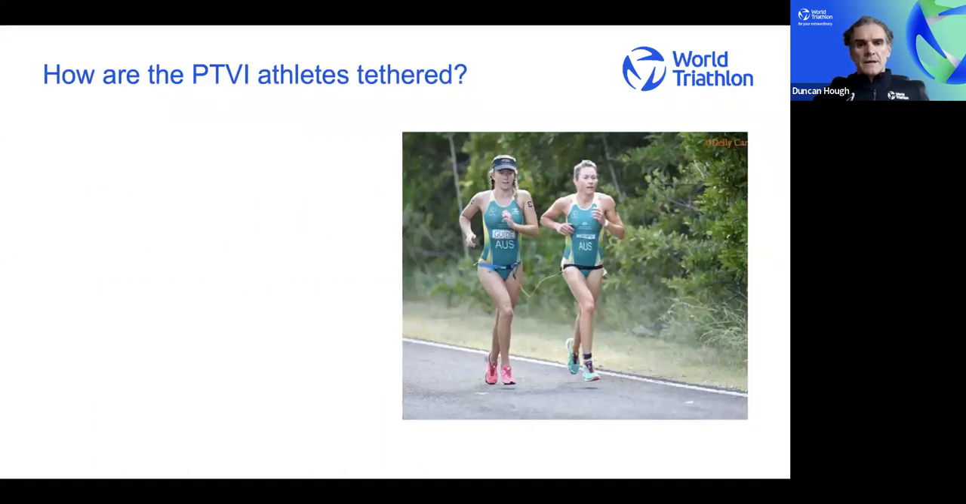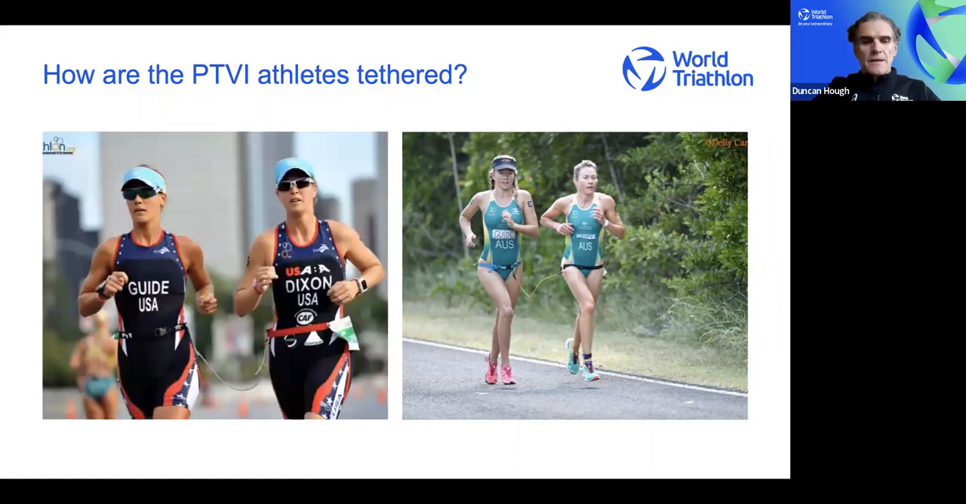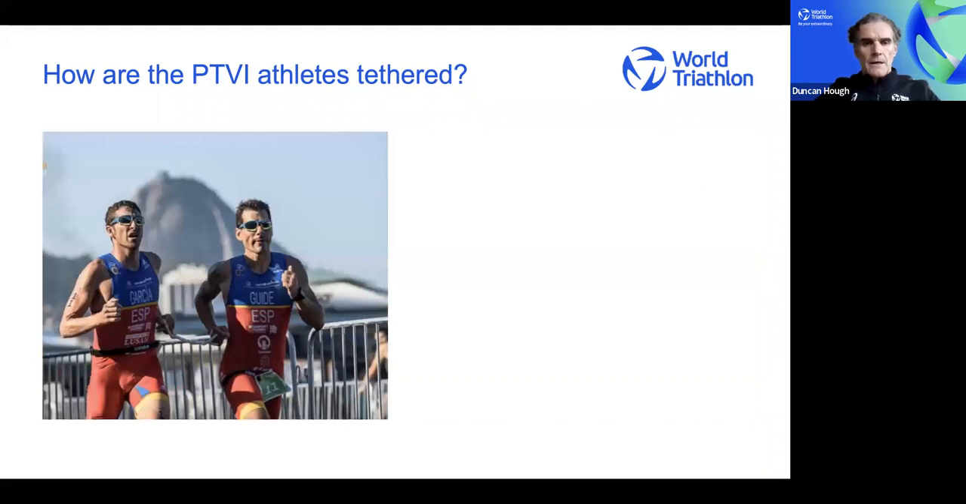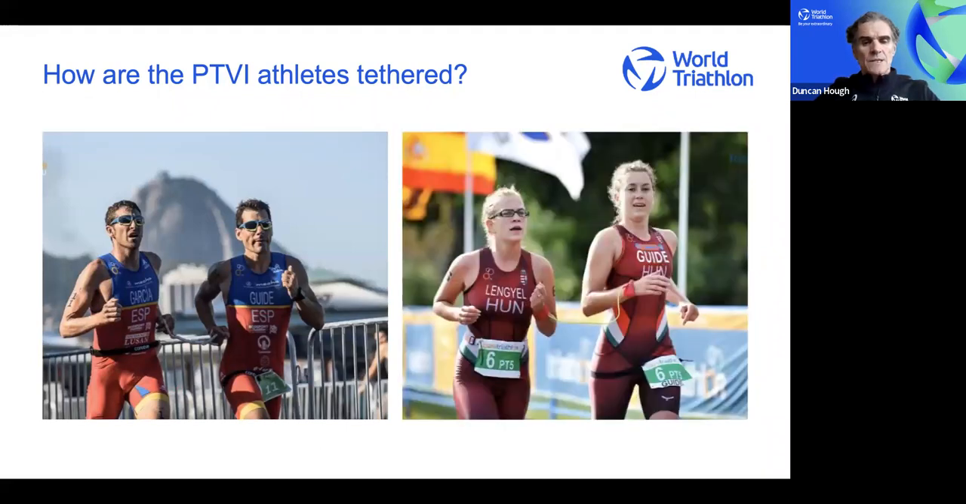So how are our PTVI athletes tethered? Here we have a couple of options. We see a couple of athletes here who are tethered at the waist. As you can see, they're close to each other. The tethers are relaxed, and they're clearly not assisting. Here we have a couple of athletes who are tethered at the wrist and running together. And again, two athletes here from Hungary, exactly the same. Good form, tethers relaxed.